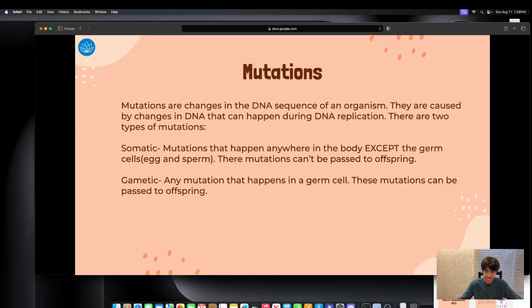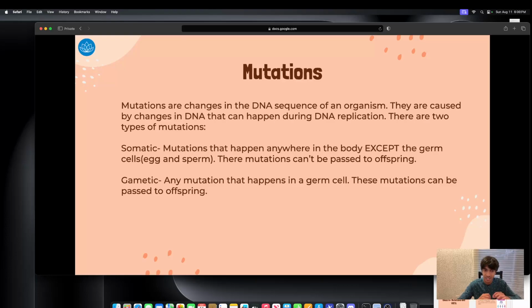Mutations are changes in the DNA that alter the sequence of the DNA in the organism. They are caused by changes in DNA that can happen during DNA replication. There are two types of mutations: somatic, which happen anywhere in the body except for the germ cells, and these mutations cannot be passed down to offspring. And then the gametic, any mutation that happens in a germ cell; these mutations can be passed down to offspring.